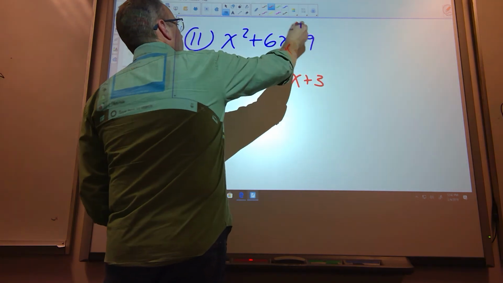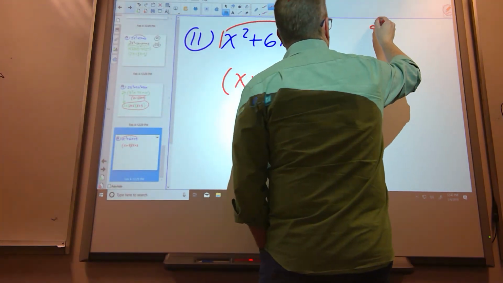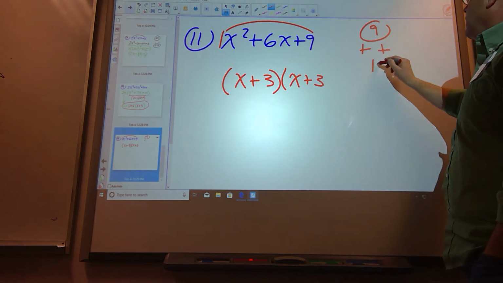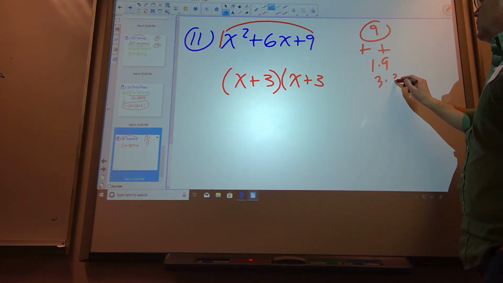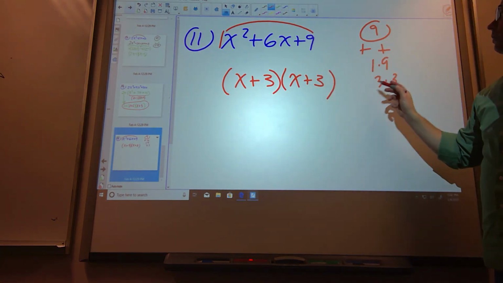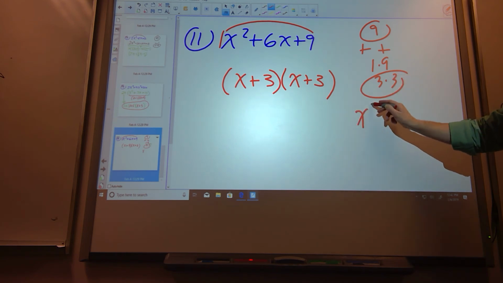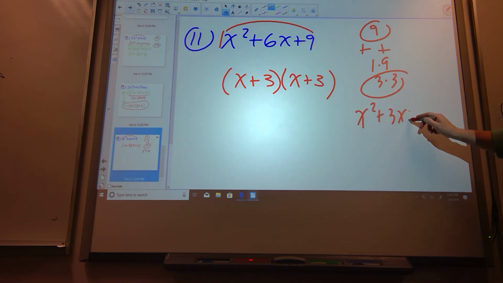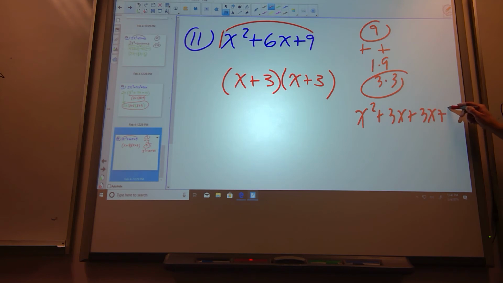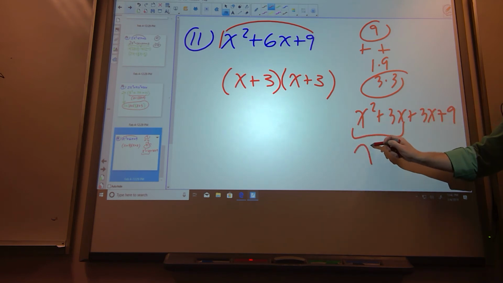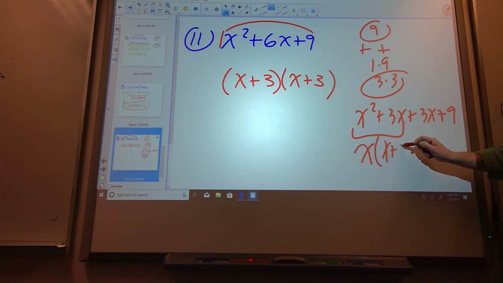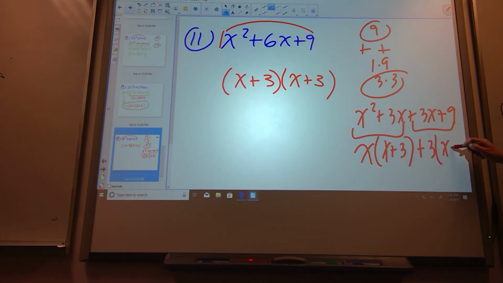But I don't see it that way. Okay. 9 times 1 is 9. Both have to be positive. 1 and 9, 3 and 3. Which of those add up to 6? 3 and 3. So then I have x squared plus 3x plus 3x plus 9. That's x plus 3, positive 3. x plus 3. Is this the same as that answer? Yeah, buddy.